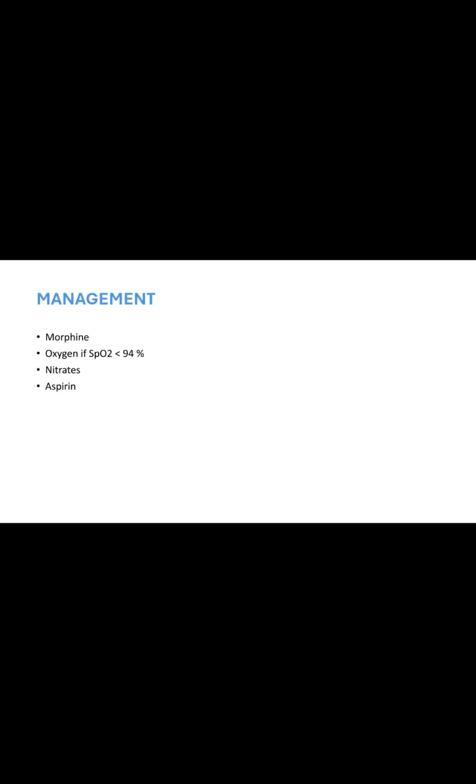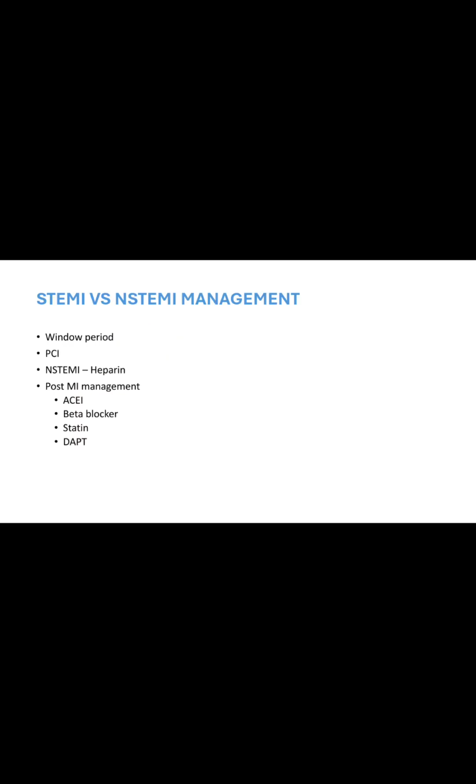Now, how do you manage the patient? First, you manage their pain. You give morphine, you give oxygen. Earlier, it was said you give oxygen to all patients, but now you are keeping a target of SpO2 of more than 94%. If it's less than 94%, you can give oxygen. You can give nitrates for pain relief and aspirin to the patient. But STEMI and NSTEMI management is slightly different. In ST elevation MI, the window period is 4 to 4.5 hours, and you are trying to re-establish the blood flow to the patient. So you have to do a percutaneous coronary intervention. That is called angioplasty. That is the treatment of choice for ST elevation MI.